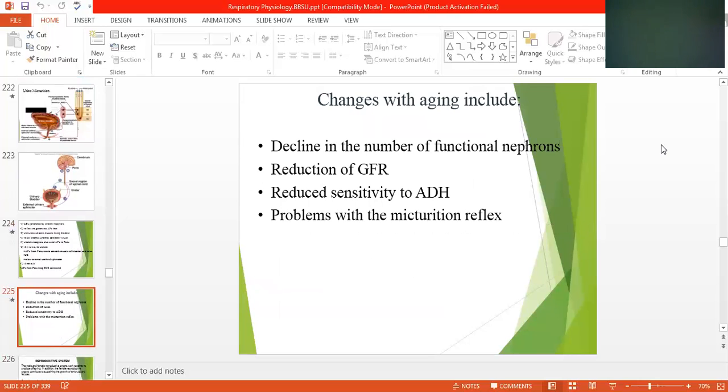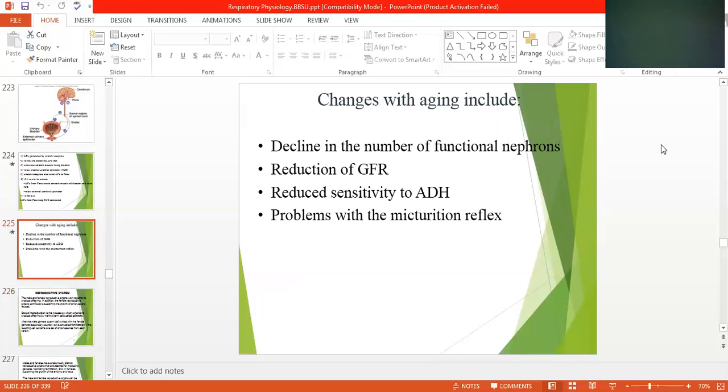Changes with aging include a decline in the number of functional nephrons, reduced GFR, reduced sensitivity to ADH in old age, and problems with the maturation reflexes, so sometimes incontinence of urine takes place.